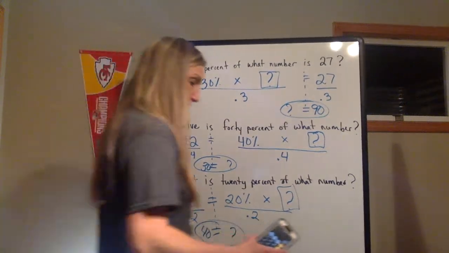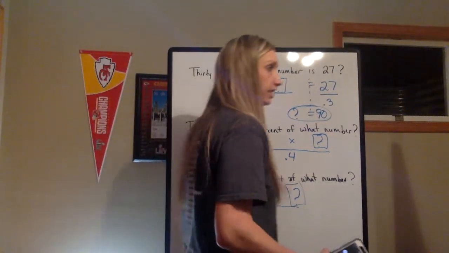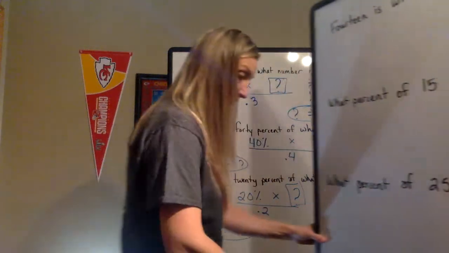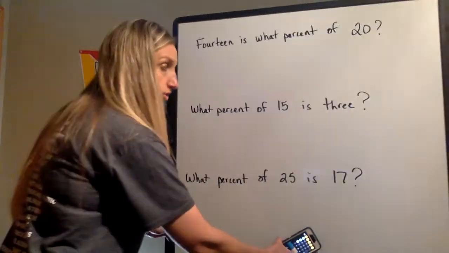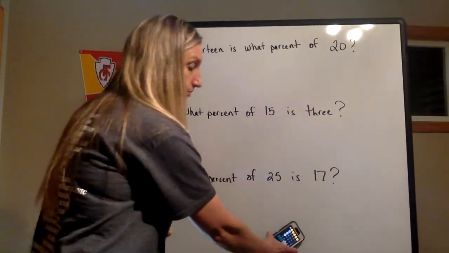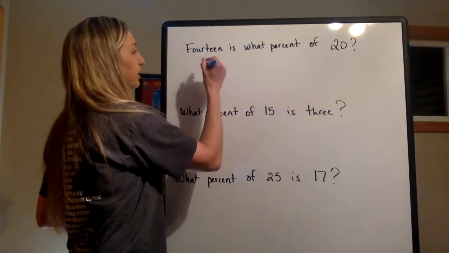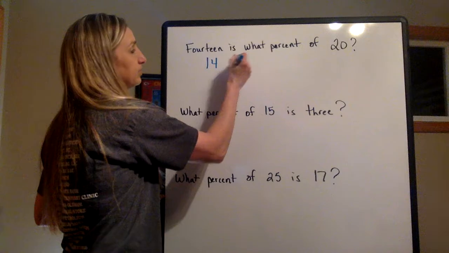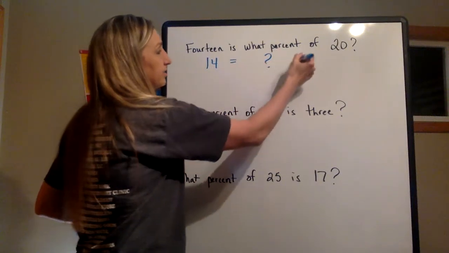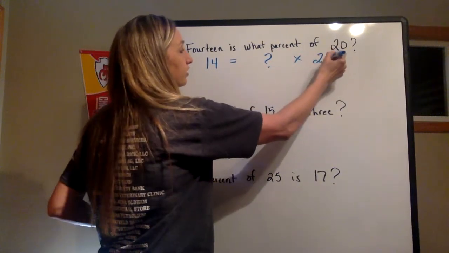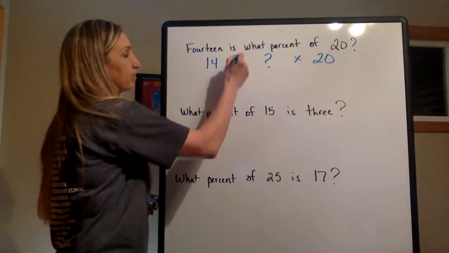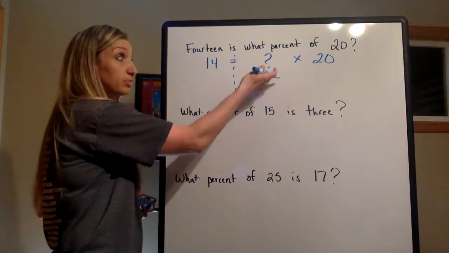I have just a few more. So far, I have not given you any where we're missing a percentage. So let's look at a few of those. Okay. Here we have 14 is what percent of 20? 14 is means equals what percent of 20? Okay, I'm going to draw my dotted line down, equal sign. Okay, I'm missing the percentage this time.